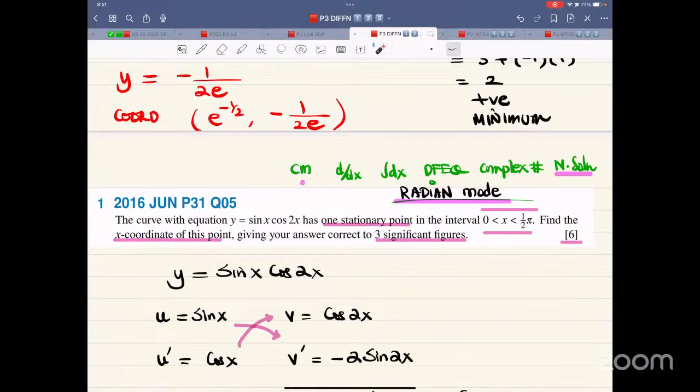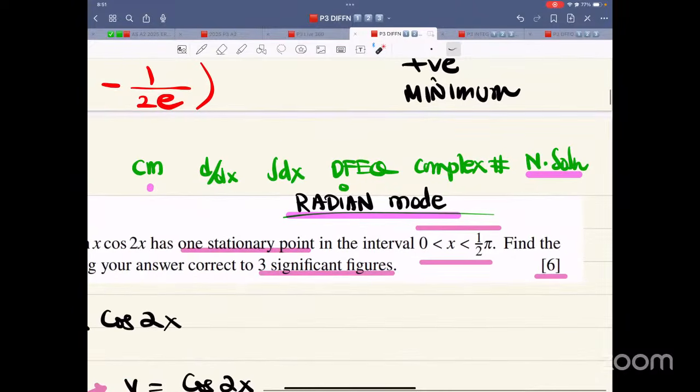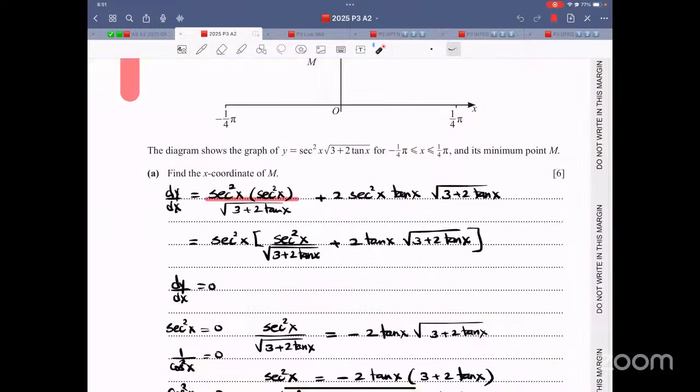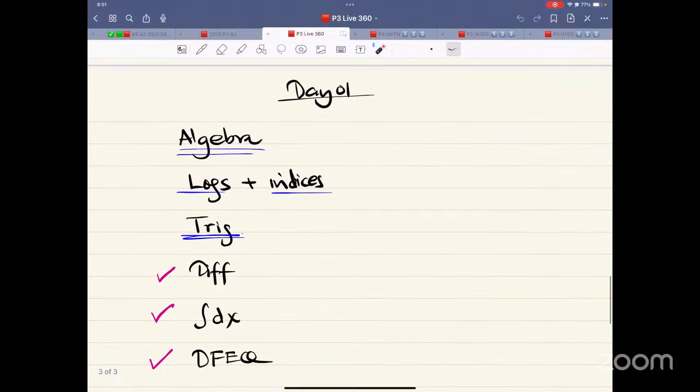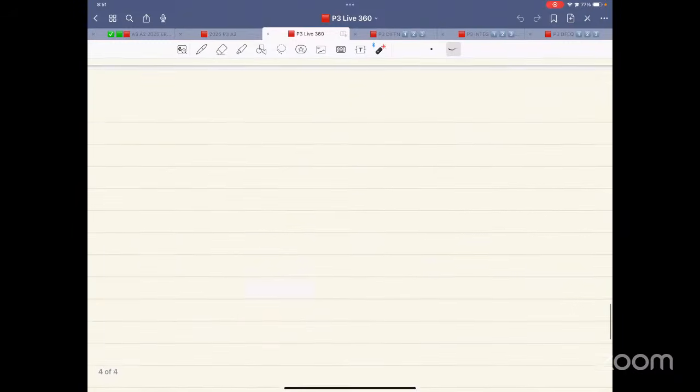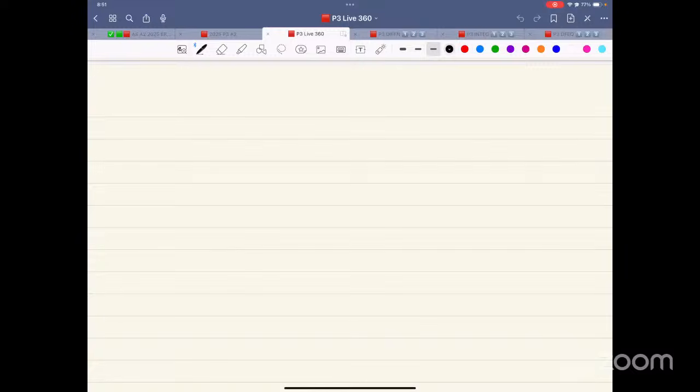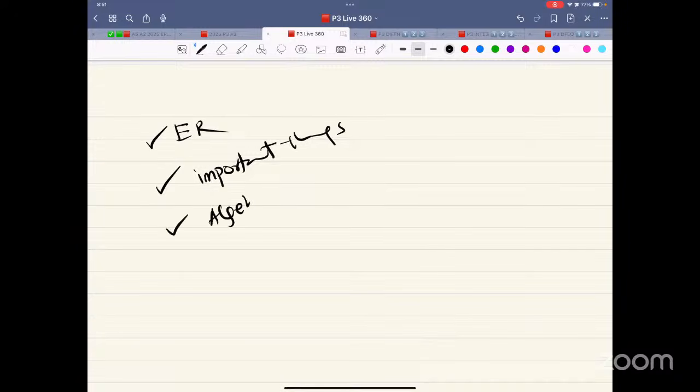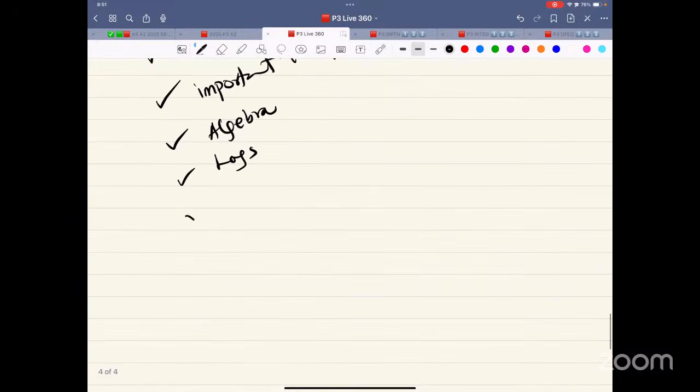Now, the next thing that I want to focus on is this thing, and let me write a few things over here. When we talked about the examiner report, we talked about the important things that the examiners are asking. We talked about algebra. We talked about logs. We skipped trigonometry. Now we are on differentiation.